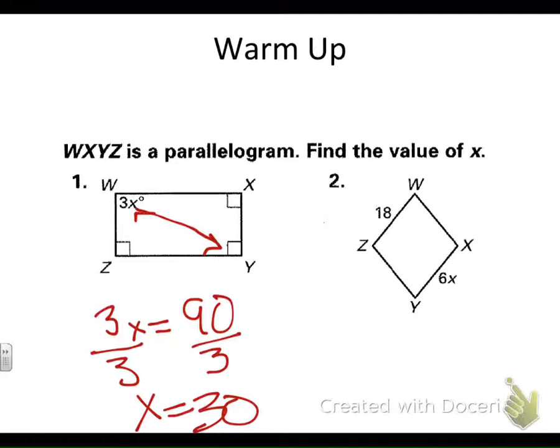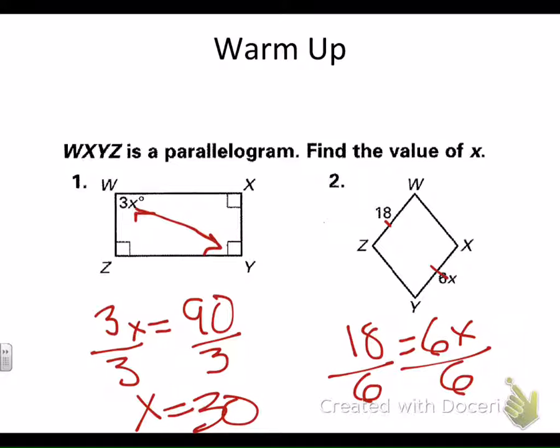We also know that in a parallelogram, opposite sides are congruent. So 18 is equal to 6x. So we're going to divide by 6 on both sides. So x is equal to 3.